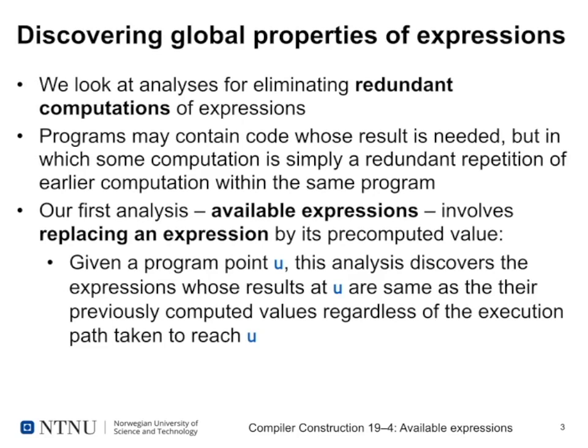So we know we have an expression at this program point, and we know we have the same expression at a previous program point in the execution of our program, and we need to make sure that the values of the variables making up these expressions haven't changed in between, so the intermediate result still is the same. And this has to happen regardless of the execution path taken to reach U. So now we have to consider all execution paths that are available to reach our current program point U we're looking at.